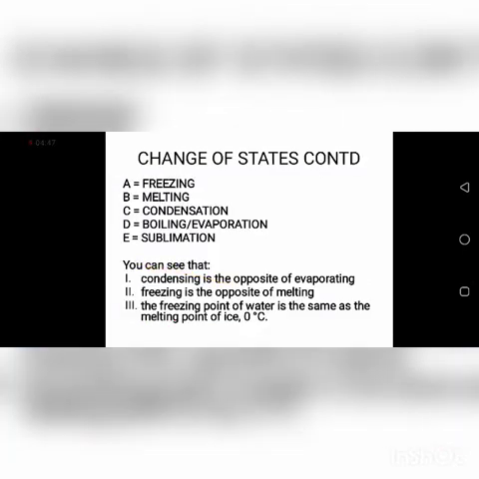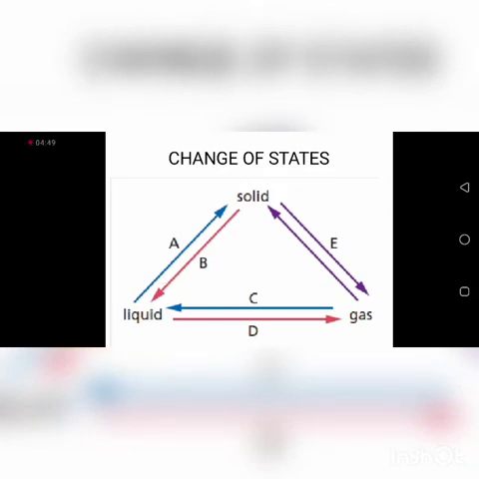So when you look at B, B is melting. When a solid is converted to liquid, the solid melts to liquid. So converting from solid to liquid is called melting.